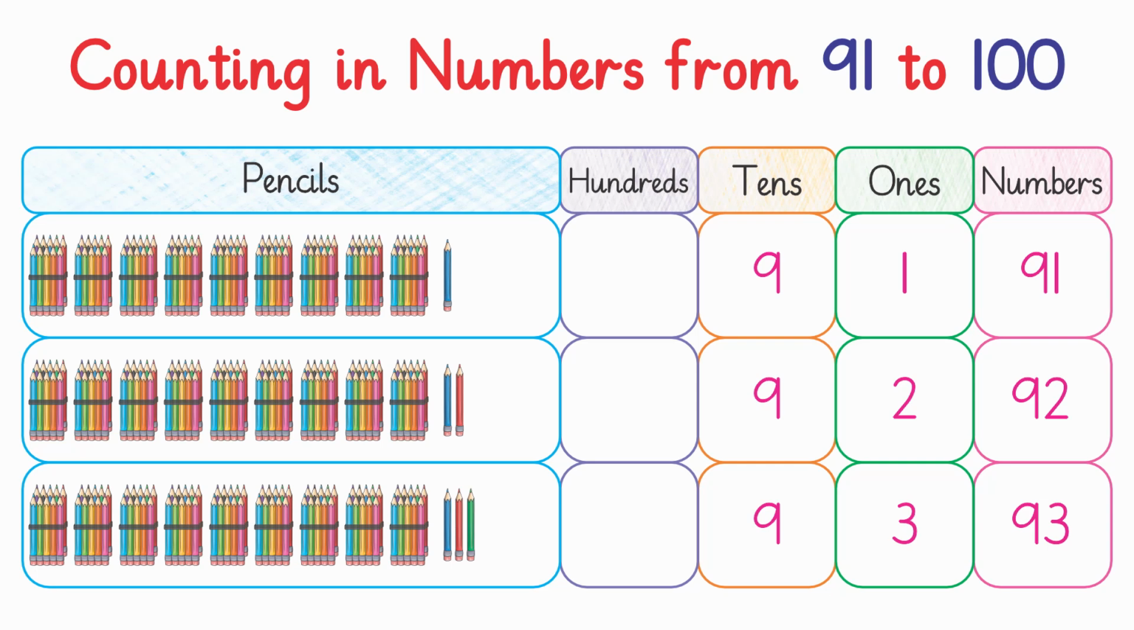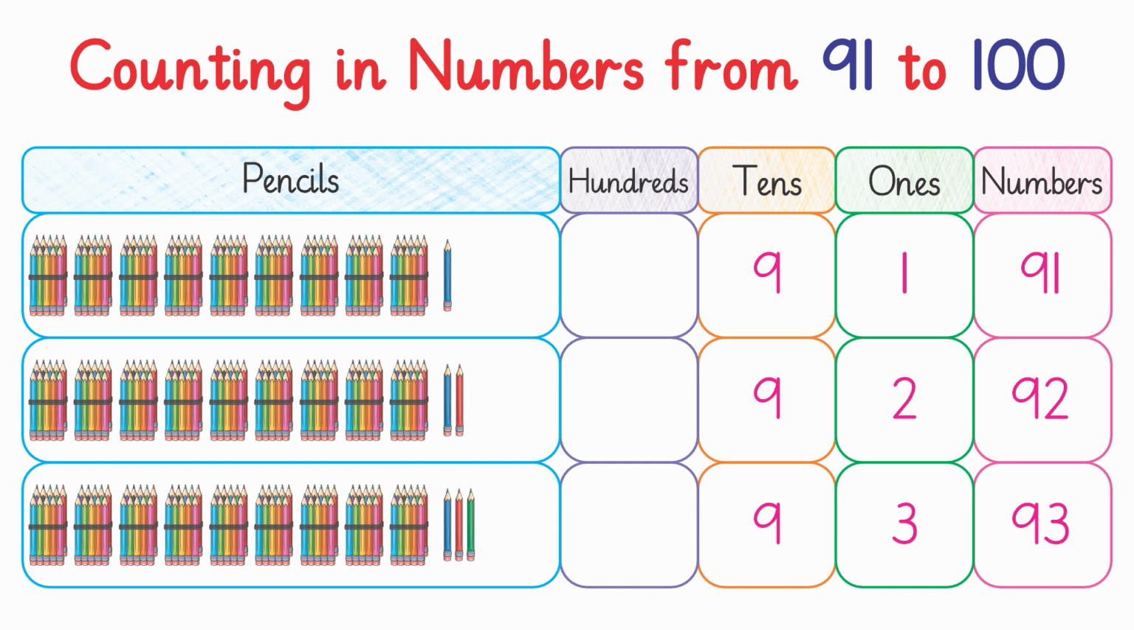Dear students, it is the last lesson of counting in numbers, and we will read it again. That one pencil is separate and 9 bundles shows tens. So 9 tens, one separate pencil. 1 one, 9 tens, 91.